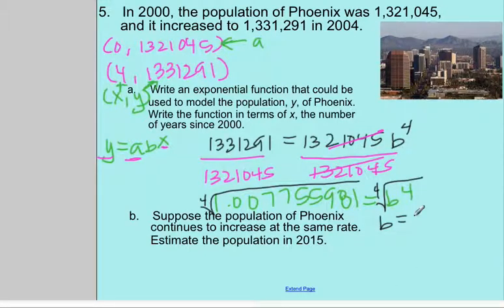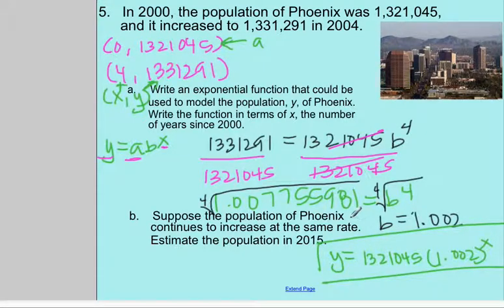So using our calculator, we get that this is 1.002. So our problem says to write the equation. So my equation would be my a value, 1.321045, times b to the x. So there is my equation. You will need to do this on your homework. So make sure if you need to rewatch this, you have the steps down.